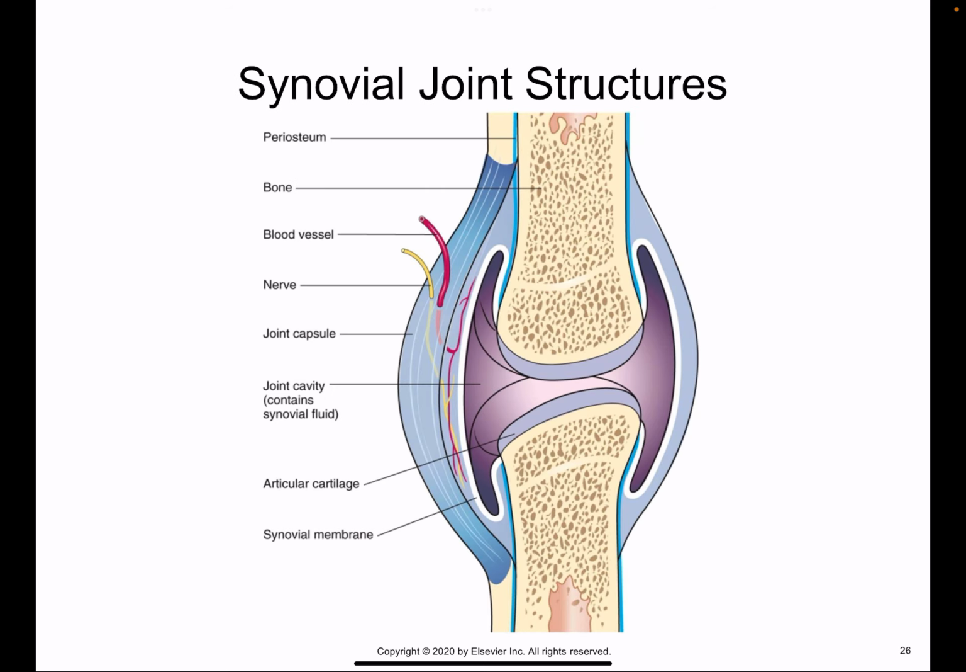Here is the structure itself. So just wanted to remind everyone, right, we have periosteum. The periosteum, of course, is doing what? Providing blood and lymph and all the things that the bone may potentially need.